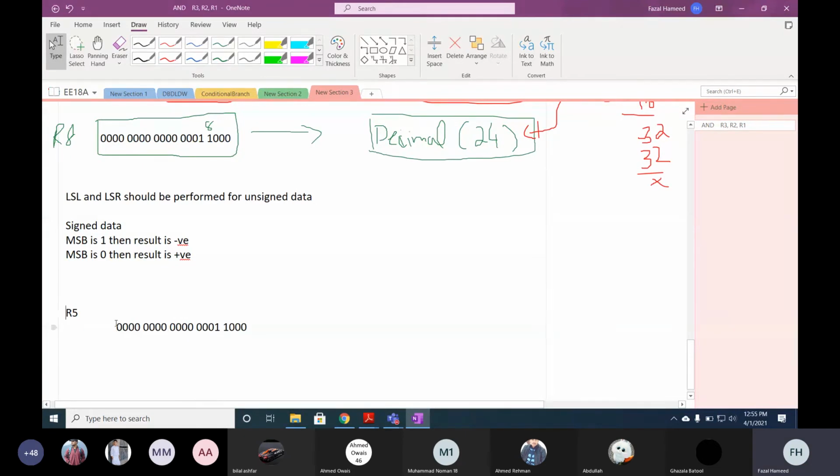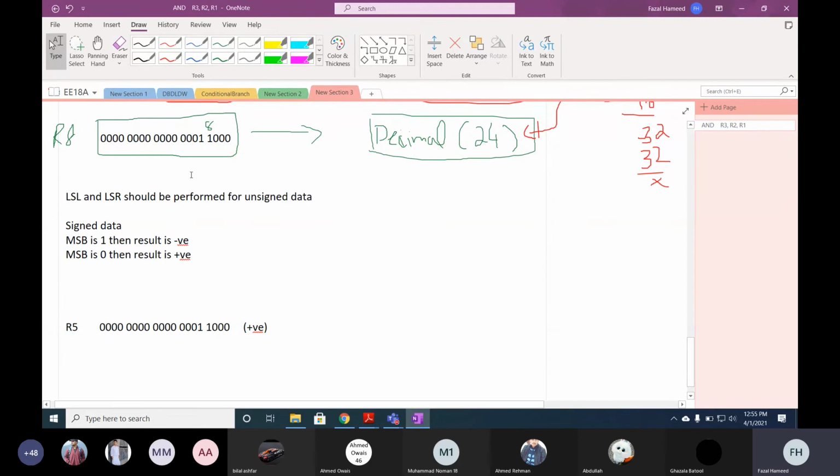Okay. So we have this data in R5. Is this positive or negative? It is positive. So if we perform the logical shift left on this, it will not be a problem.